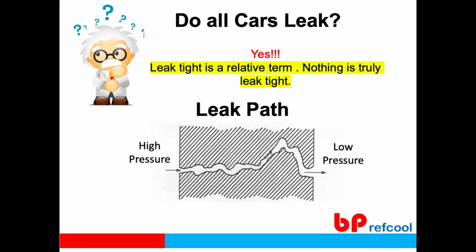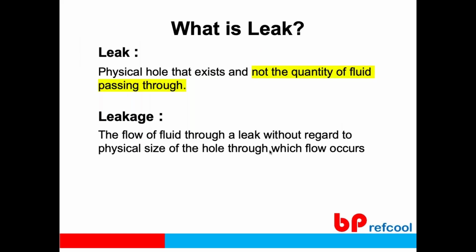Now, do all cars leak? Yes, all cars leak. Leak-tight is a relative term, and nothing is actually leak-tight. So there would be a smaller leak to a larger leak or emission which is happening because of permeation or other stuff. So definitely there is something which is impacting the refrigerant leak all the time. So what is a leak? A leak is precisely a hole where the refrigerant passes through, and the flow of the fluid through that leak is what is called leakage.